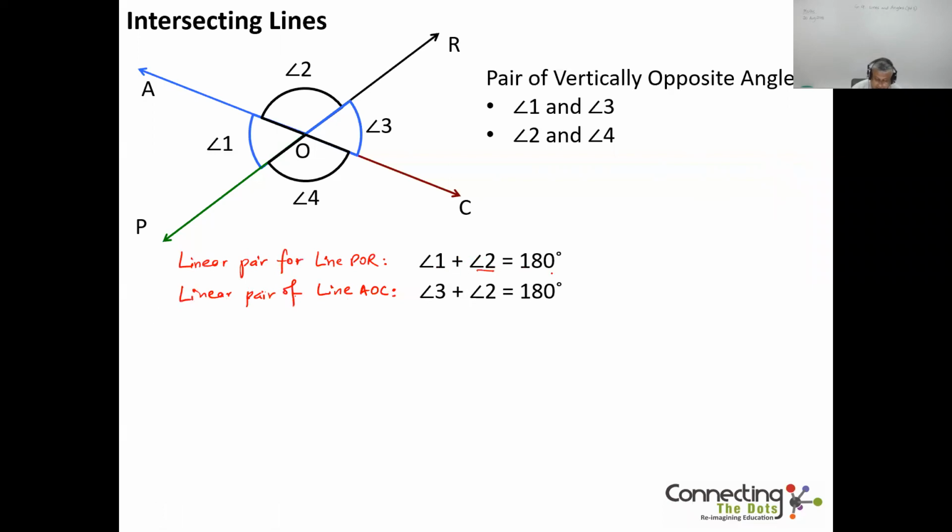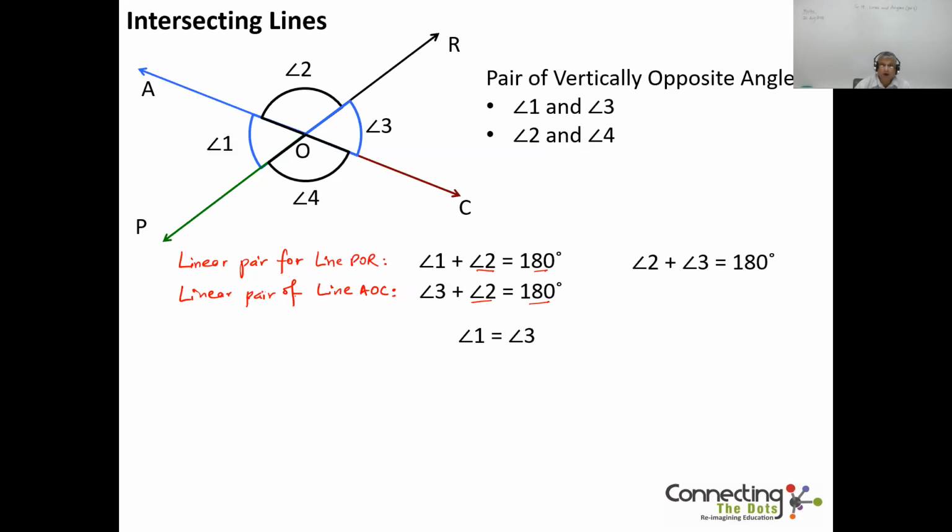Now what does this equation tell? Something plus angle 2 is 180. Something plus angle 2 is 180. So what does this mean? This means angle 1 should be the same as angle 3. So 1 should be equal to 3. Correct? Because both of them added with angle 2 give you 180, which means they have to be equal. Right? Arithmetically.